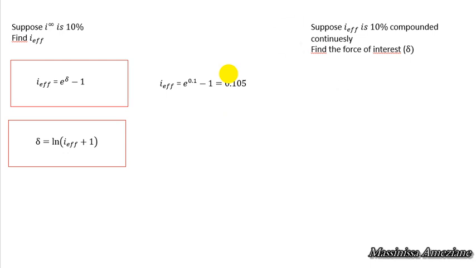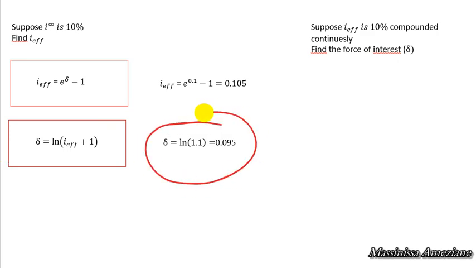And in case we have the effective but we don't have the nominal, say the effective is 10%, but we don't have the nominal or the force of interest, let's find the nominal here. So we use the second formula, which is the ln of the effective plus 1. With the effective at 10%, ln of 1.1 is actually 0.095 or 9.5%. This is the nominal interest rate compounded continuously.